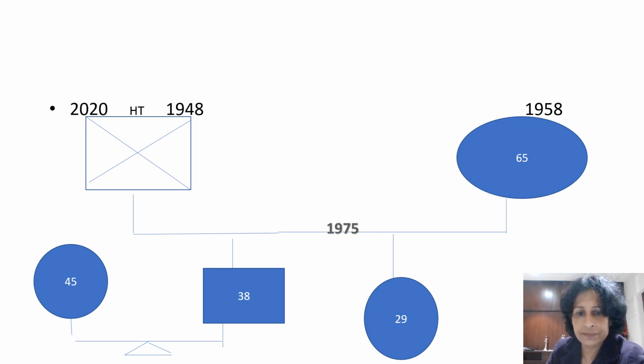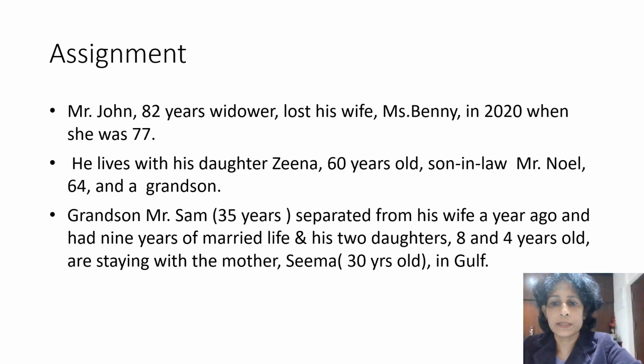On the marriage line, I have written 1975. That indicates the marriage year. Then within the symbols, I have written age. That is 29, 38 and 45. Youngest kid always you have to write on the right hand side and the eldest one on the left hand side. That is what it is written here, 29, 38 and 45. That's it. Now we are at the last part of learning.